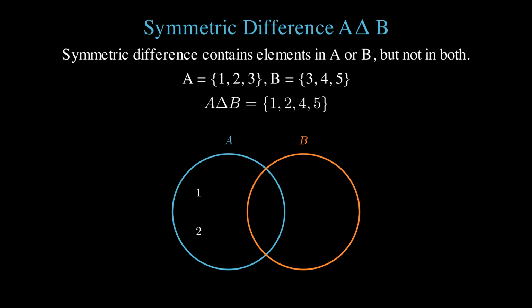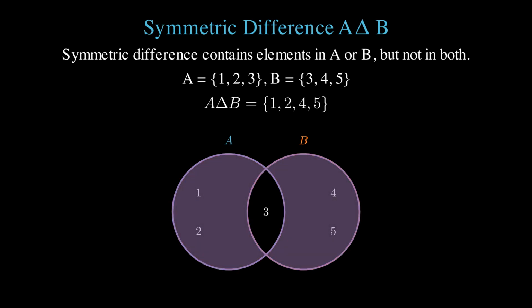Elements 1 and 2 are in A but not in B, so they belong to the symmetric difference. Elements 4 and 5 are in B but not in A, so they also belong to the symmetric difference. However, element 3 is shared between A and B, so it's excluded from the symmetric difference. So the symmetric difference includes elements 1, 2, 4, and 5, but not 3.